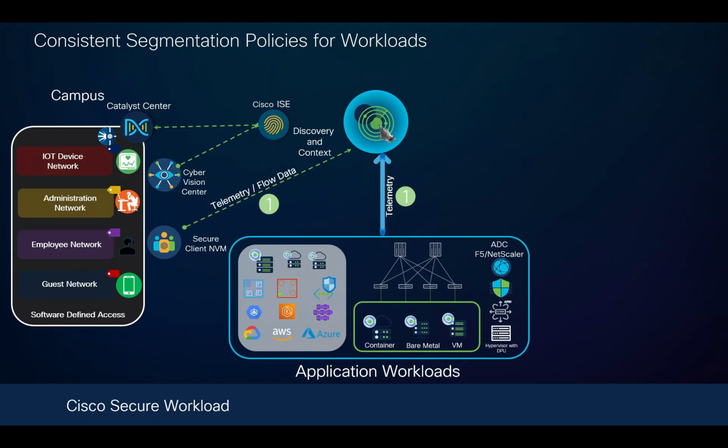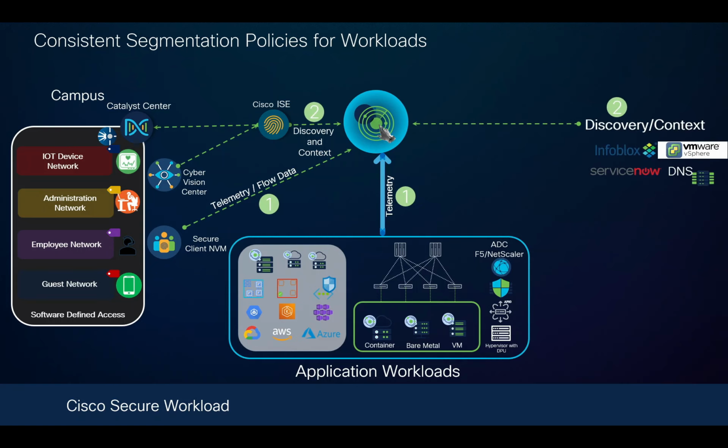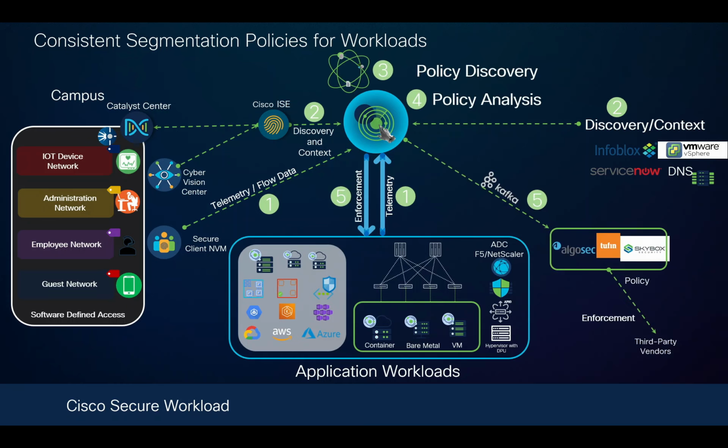And so why not share that telemetry across these platforms to make better decisions? So Identity Services Engine can take those tags that we've identified and created with ISE and share that to build user-based policies at the workload level using Secure Workload. We do that policy discovery and analysis and make sure that we're not impacting the environment when we're delivering the controls. We also have integrations with things like AlgoSec, Tufin, and Skybox.